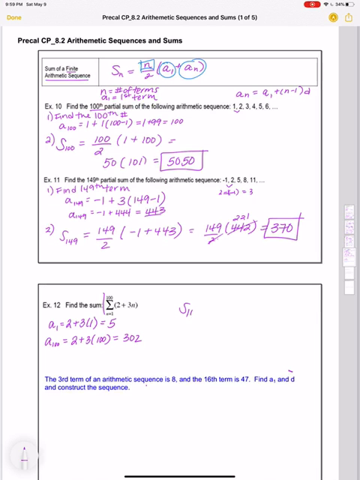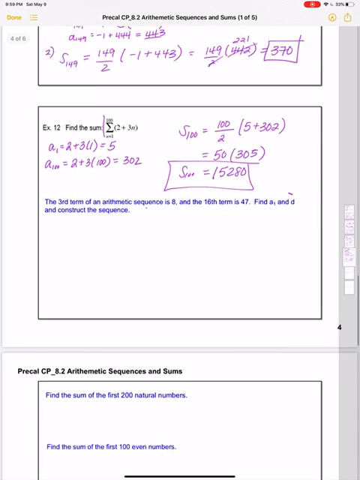So now I can find the sum of these numbers. The sum of 100 equals, how many numbers do we have? We have 100 numbers divided by 2 times the first number plus the last number. So that's 50 times 305. So we've got 50 times 305, and that gives us 15,250. That is the sum of the first 100 terms in this sequence.